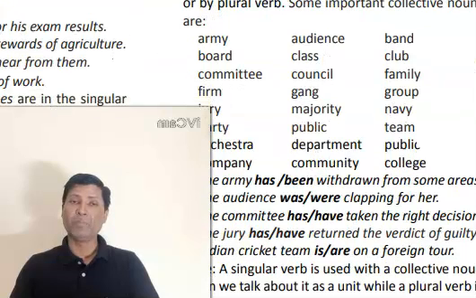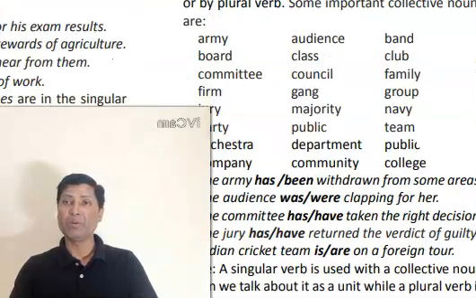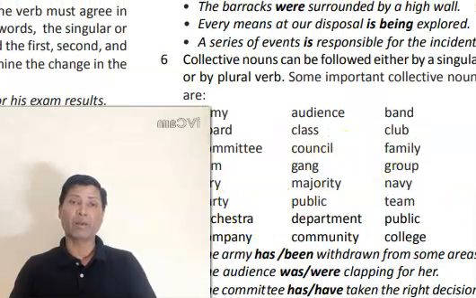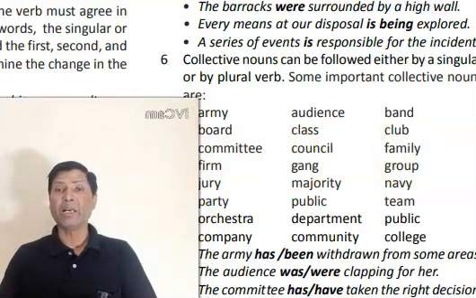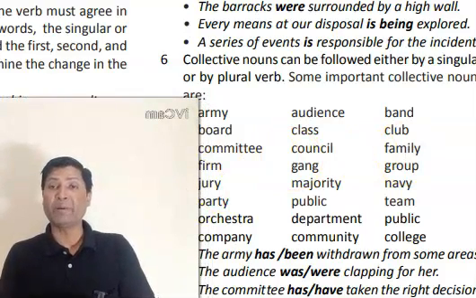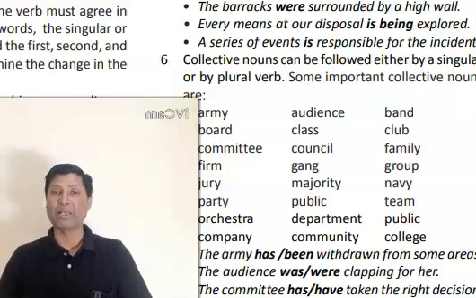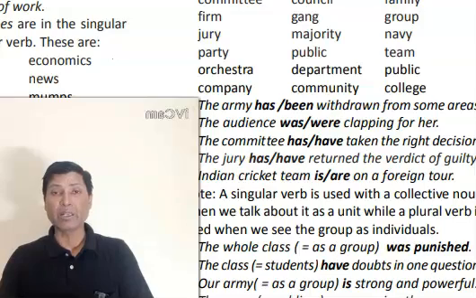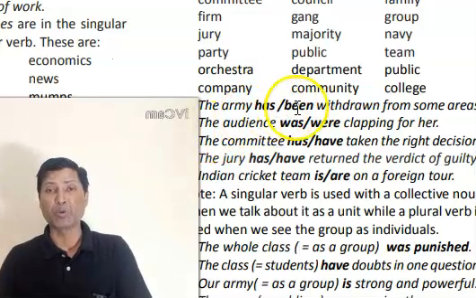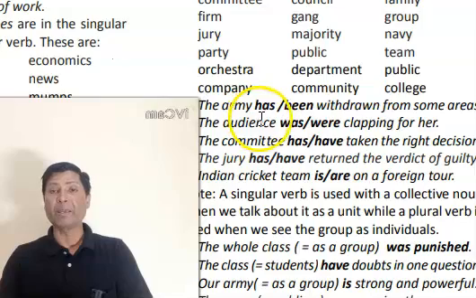In rule number 6, that we are talking about, I have included collective nouns. Collective nouns can be followed either by a singular or by a plural verb. Some important collective nouns are listed here. Now how to understand this concept? I have written it, and sadly there is a mistake here. It should be have. The army has been withdrawn from some area.